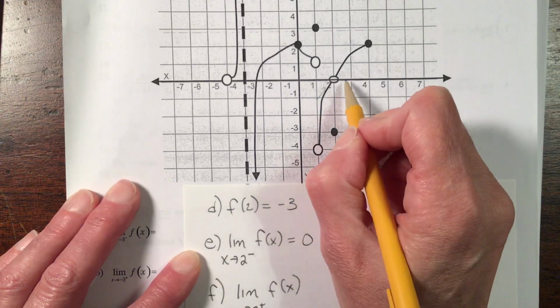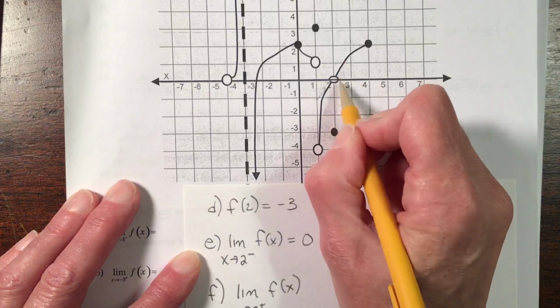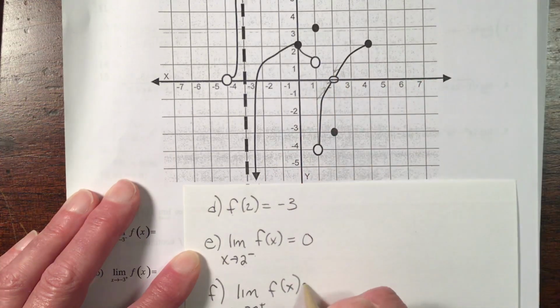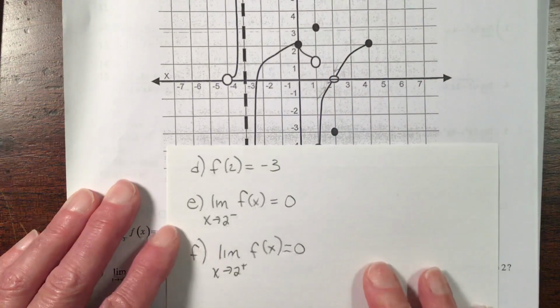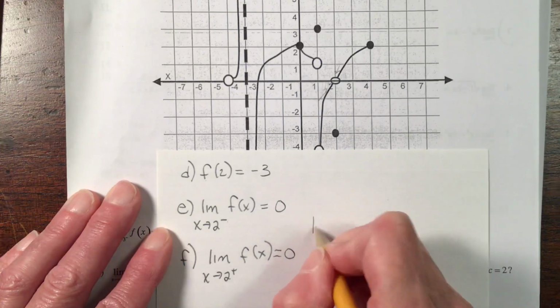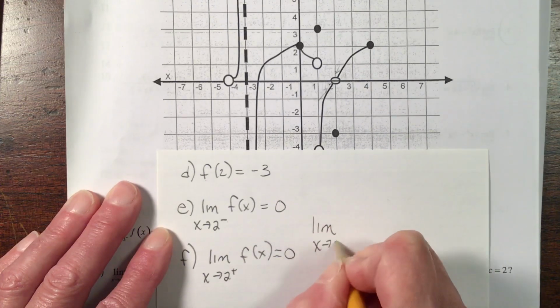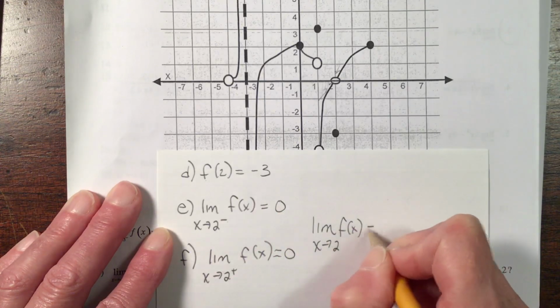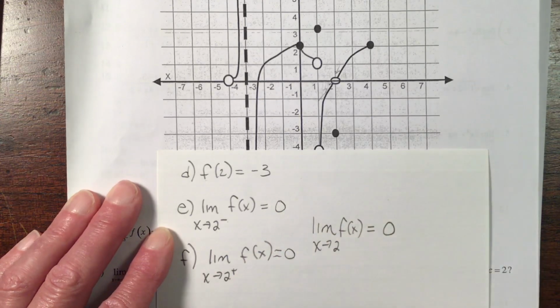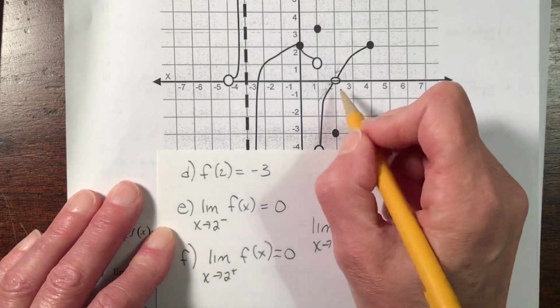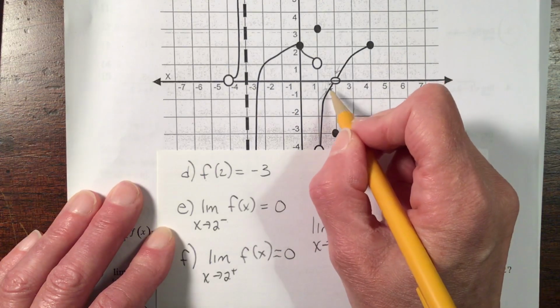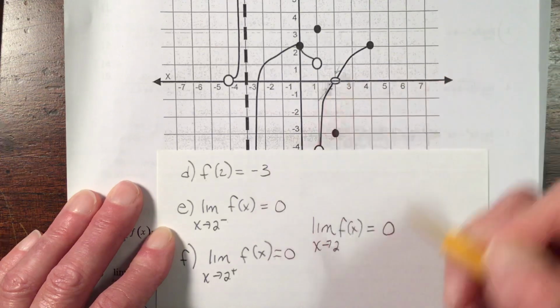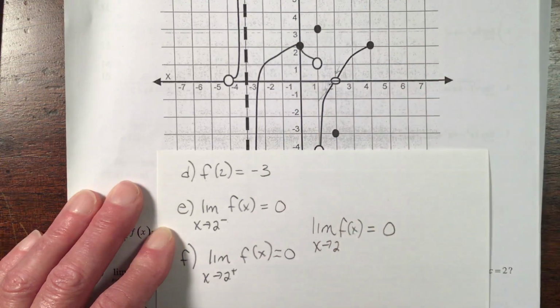The limit as x approaches 2 from the right. Again, what's happening to my y values? They're getting close to 0. If I was asked to find the limit as x approaches 2, since these two numbers are the same, that's going to be the limit. Now, usually it's very easy to see that the limit is a hole. The hole is going to be the value, the y value of that limit.